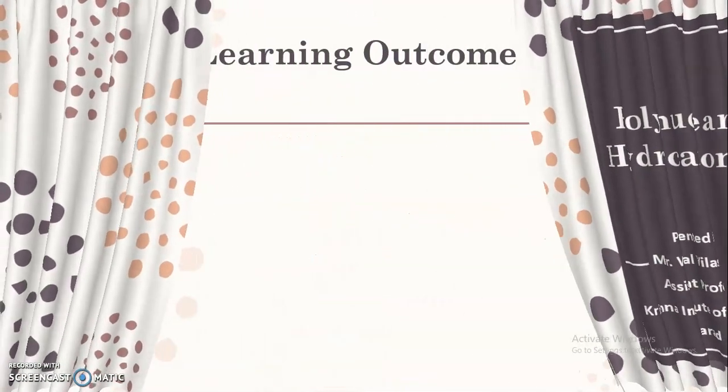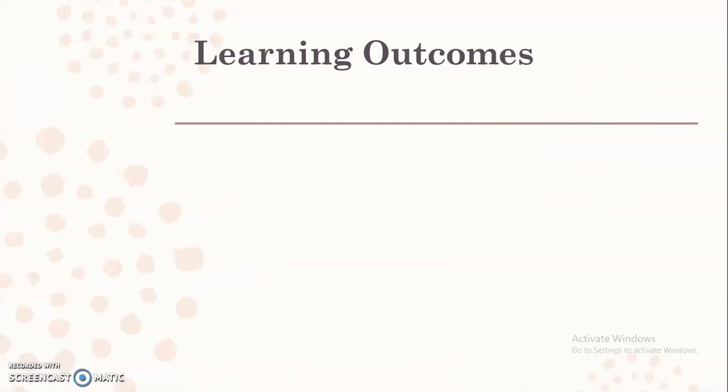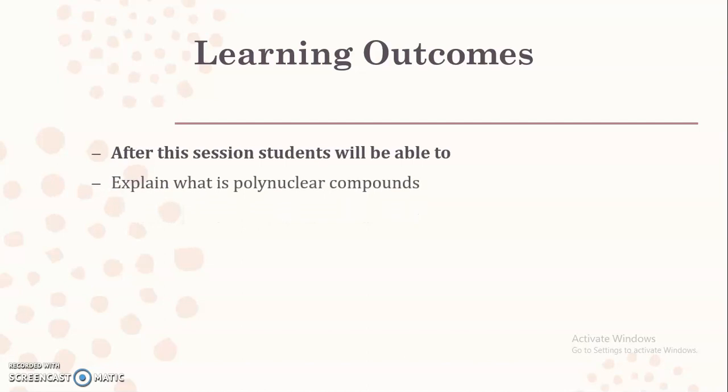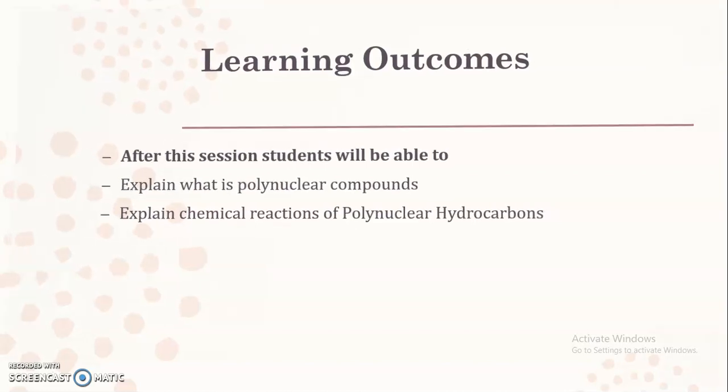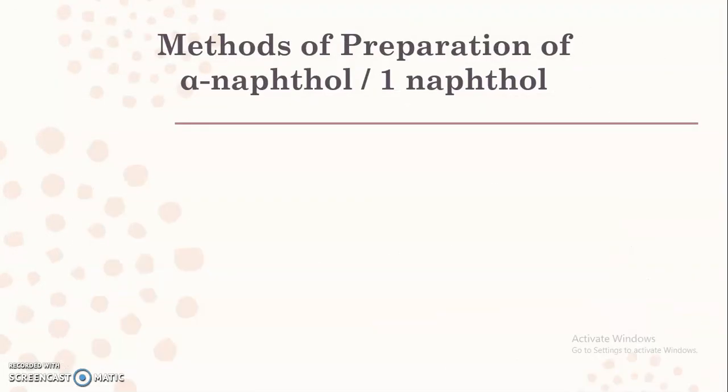Before that, let us see the learning outcomes of this session. After this session, students will be able to explain the meaning of polynuclear hydrocarbons or compounds, and explain various methods used for the preparation as well as the chemical reactions of compounds like alpha-naphthol as well as beta-naphthol. First, we are going to start with the methods used for the preparation of alpha-naphthol, which is also known as 1-naphthol.